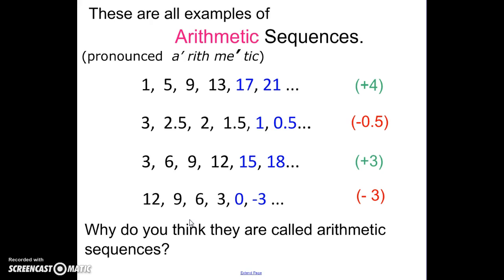So I hope that you notice that in this sequence, to find the next number, they just added 4. The next sequence, we're subtracting half. The next sequence, we're adding 3. And the next sequence, they're subtracting 3.